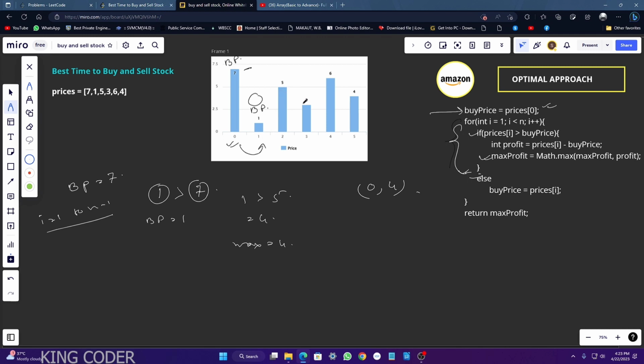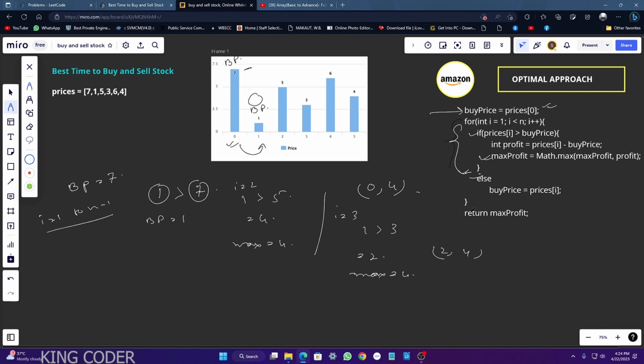So again it will run the for loop. This was for i equals 2. Now it will be i equals 3. So it will check whether 3 is greater than 1. It will say yes, so the profit is 2. It will check 2 or 4. It is still 4. So max is again 4.